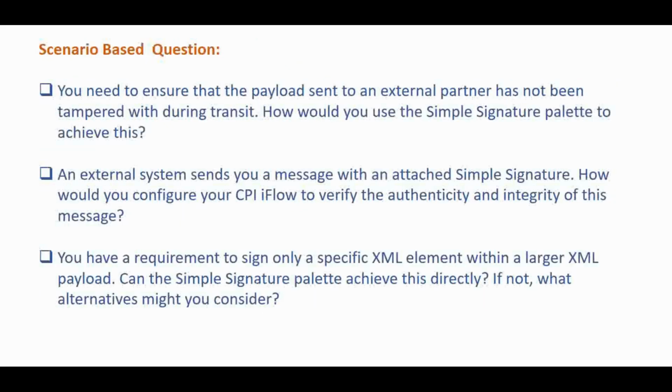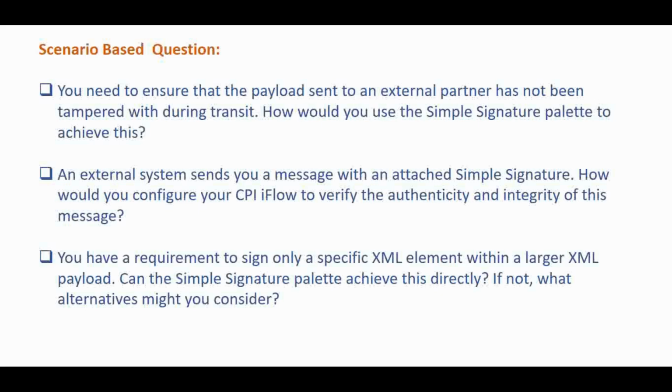Okay, scenario based questions. They may ask you: you need to ensure that the payload sent to the external partner has not been tampered with during transit. How would you use the simple signature palette to achieve this? So the whole process you can re-explain. Same way, an external system sent you a message with the attached simple signature. How would you configure a CPI flow to verify authenticity and integrity of this message? So the receiver kind of thing. First one is the sender process, other one is the receiver process.